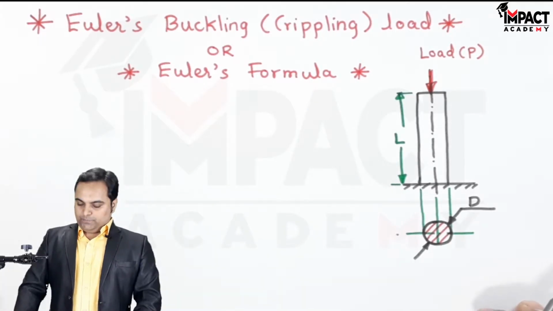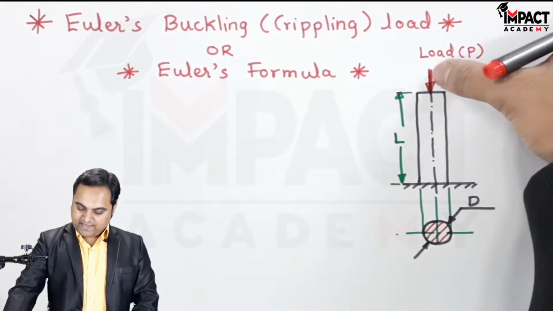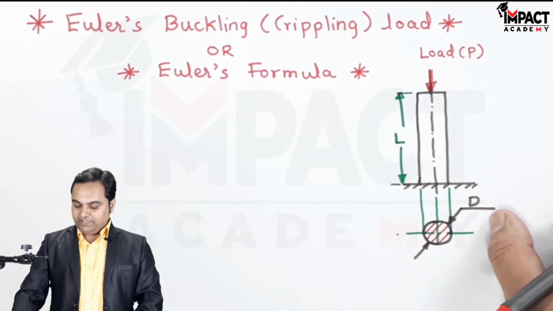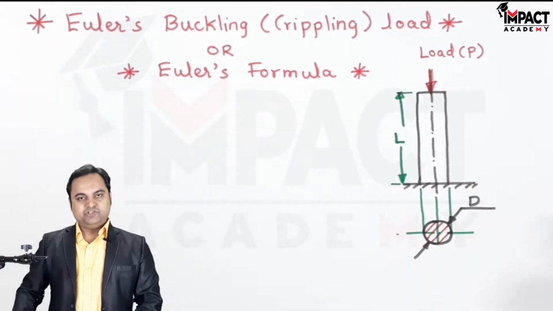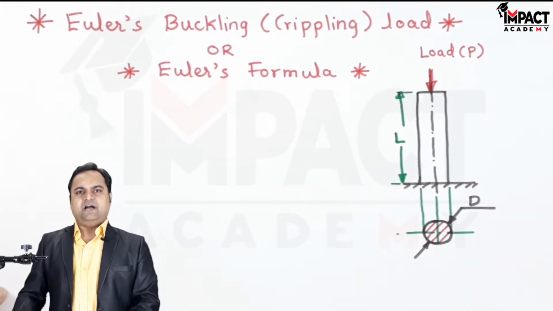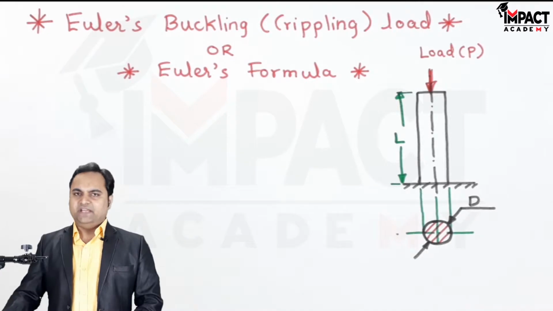Now here there is a column over which an axial load P is applied. The column is having diameter D and the length is L. I am assuming it to be a circular cross section. It can be anything, rectangular cross section, I section, T section, anything.